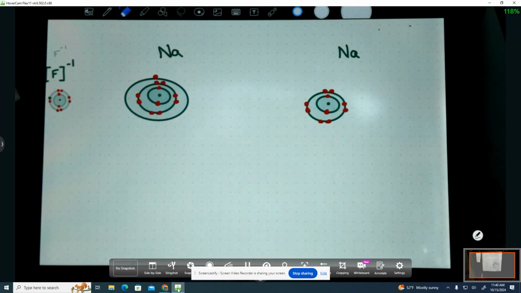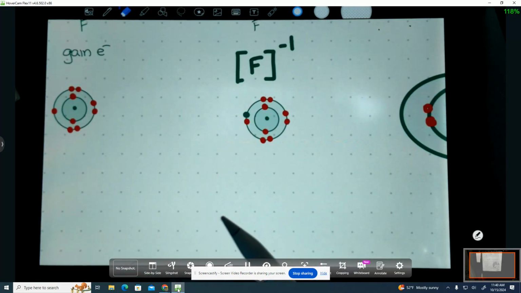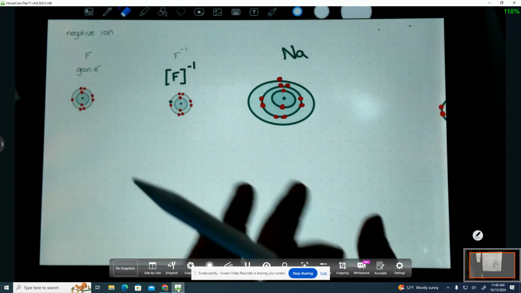Why did it become smaller? It lost an energy level. It lost a ring. That's why it became smaller. Please, I beg of you, do not say it got smaller because it lost an electron. Even though that is true, that's not why it got smaller. It got smaller because it lost an energy level. Why did the fluorine get bigger? Because of electron repulsion, not because it got more electrons. The electron is too small to make a difference.